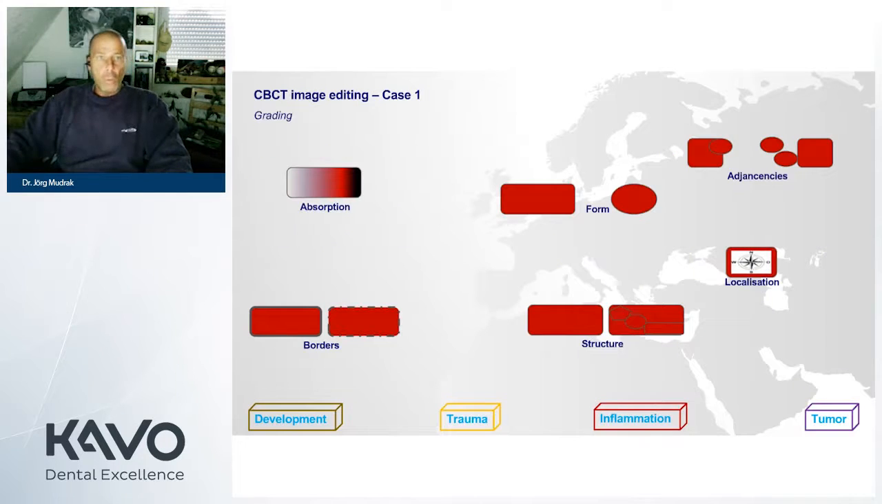So, what is now our job for today? We will have a grading. That means we will look at the absorption. That is what we always do. We look at the form, at the neighboring structures, the localization, the structure, and the borders. And when we have all this information together, then we might or will drop into one of those radiologic boxes: development, trauma, inflammation, or tumor.